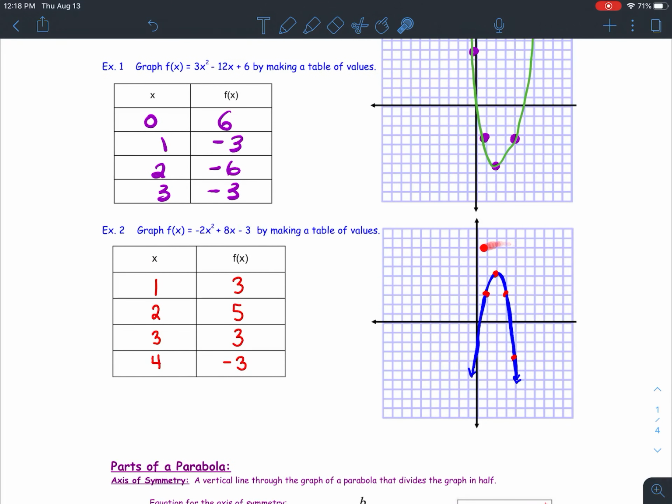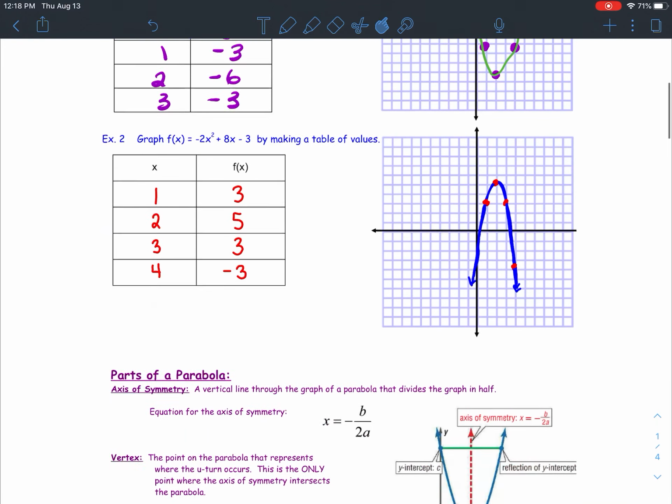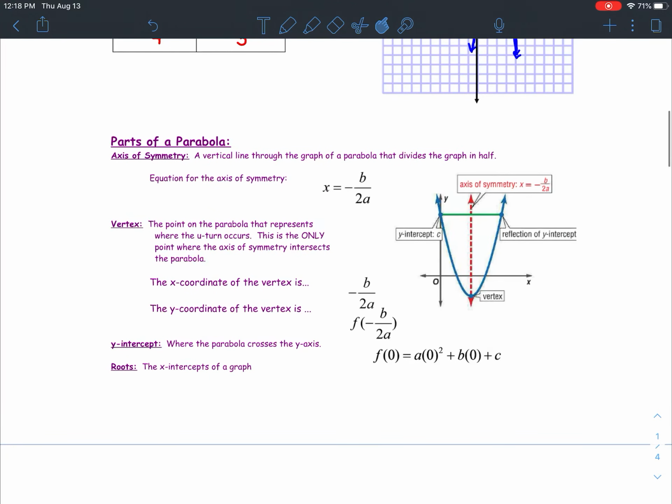Okay, that gives me a good enough sense of how to run my pencil through those to construct the graph. All right, so you can see I did the same thing here for the second graph for you already. Okay, I just want to talk briefly here about the parts of a parabola.